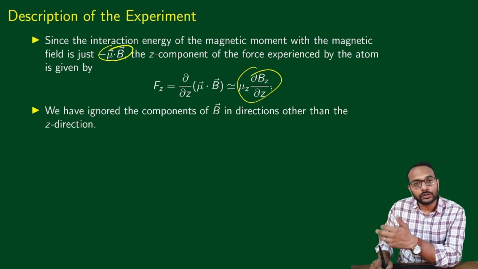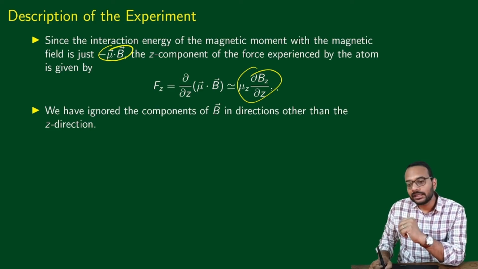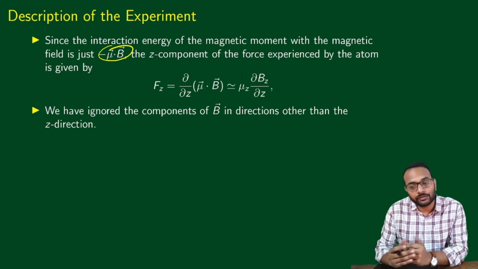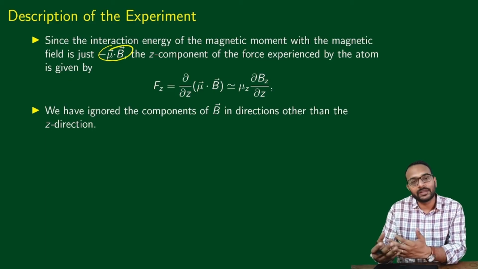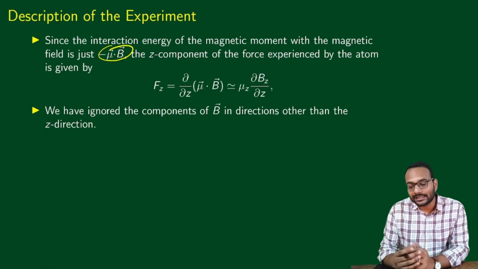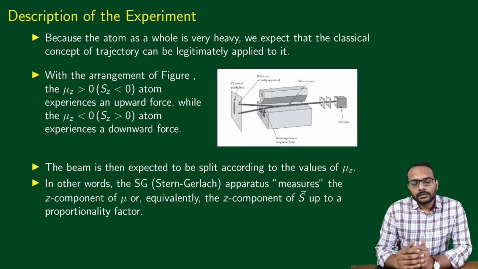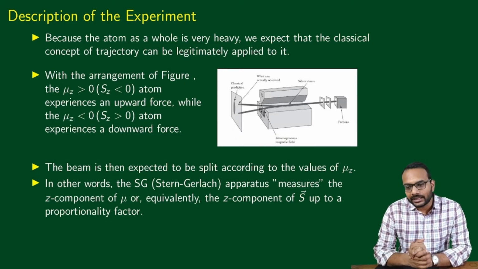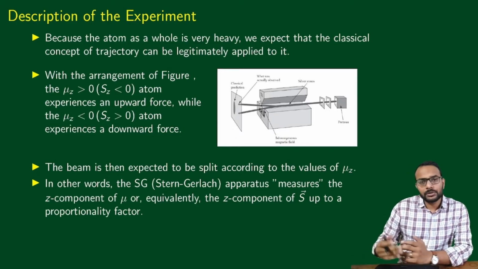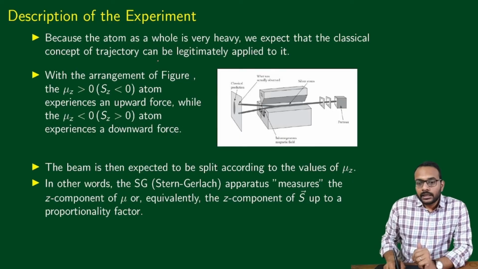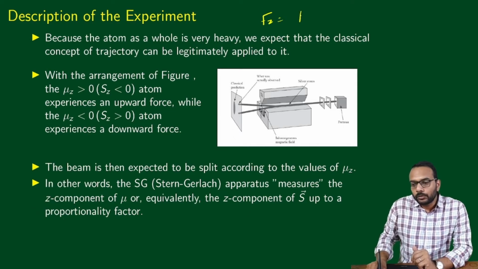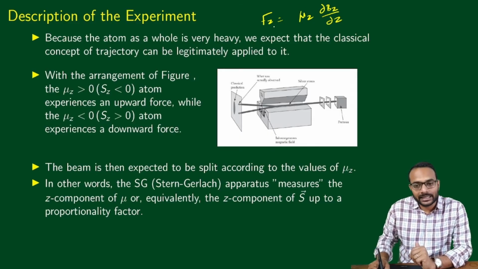So if you know the force on the atom, we can use Newton's equations to find the deflection. What would be the deflection if such a force is acting on that atom? So you can use the classical equations to find the deflection due to this magnetic force. Now, with the arrangement given here, if you look at the expression for force, we had Fz equal to mu z times the partial derivative of Bz with respect to z. This was our expression for the force along the z direction.